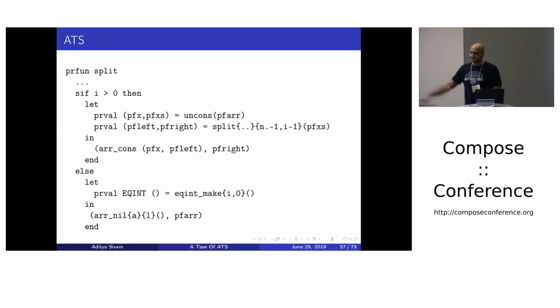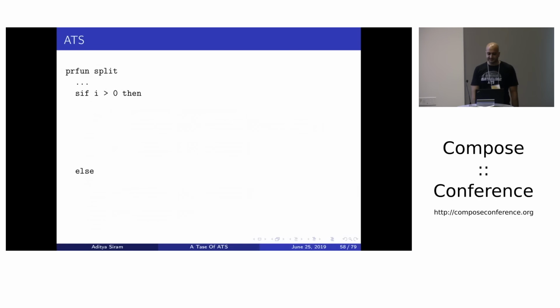And this is split. I've deleted a bunch of arguments. The essential structure is split is an if-else. If I is greater than 0, do something. Otherwise, do something else.